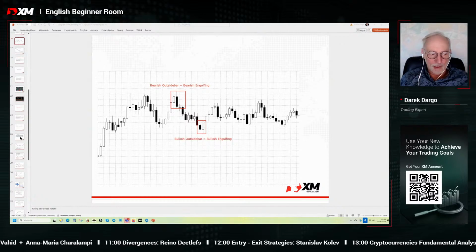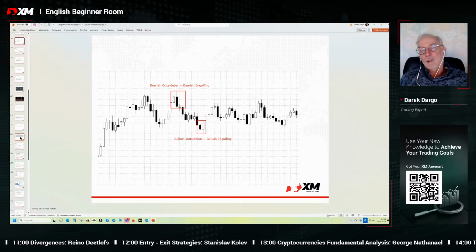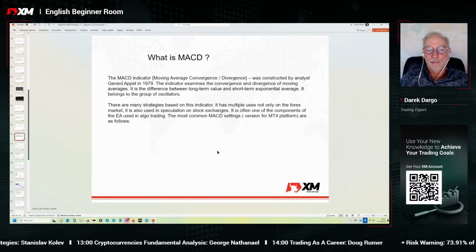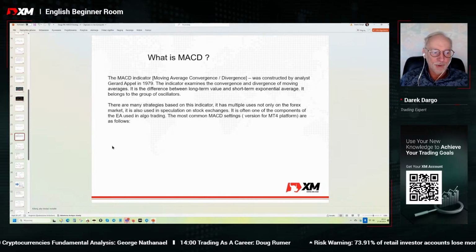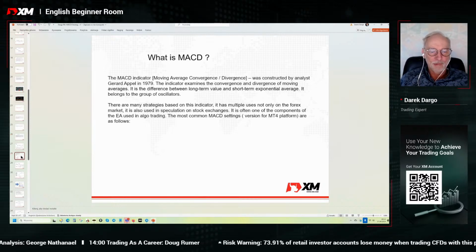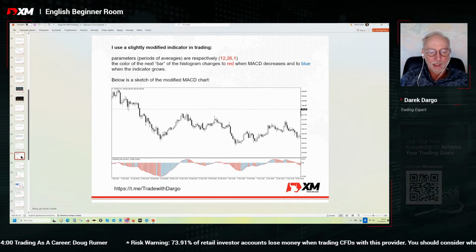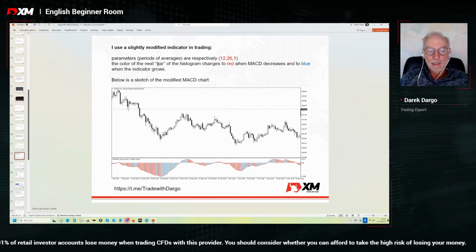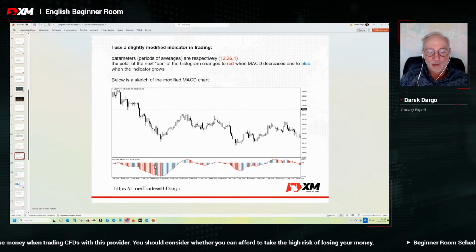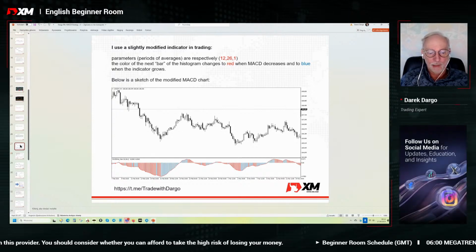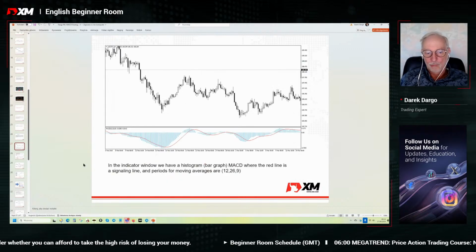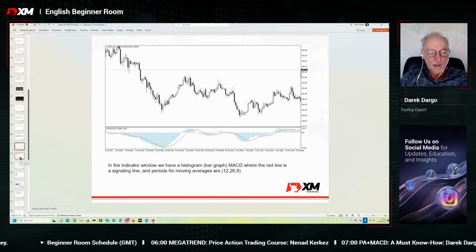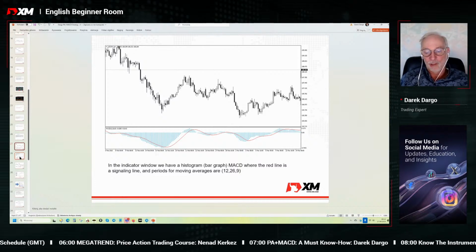MACD is a very simple indicator. It's an old indicator, constructed over 40 years ago. What is it showing? It's showing us the difference between two moving averages, and the result we see here at the bottom. The original MACD is not changing colors, because the original MACD looks like this. Those bars here are non-stop the same color. I'm using a slightly changed MACD, which is changing the colors.